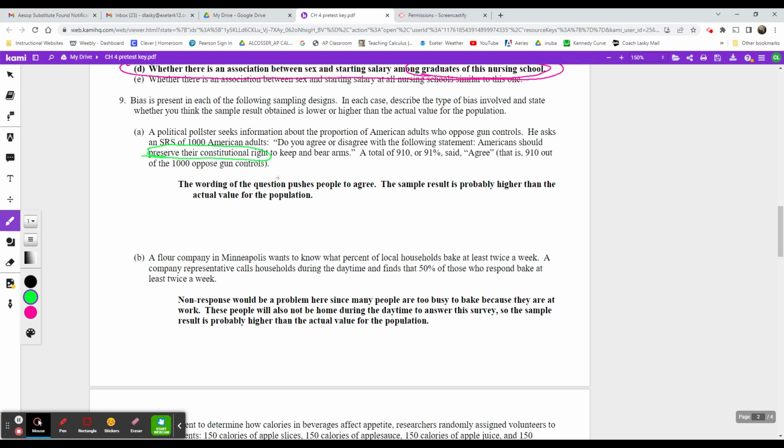And so you got to watch the wording of the question. It pushes people to agree, and it's going to make them be higher than the actual value in the population. Because they're opposing gun control, they're trying to load the question. So instead of saying, "Do you oppose gun control?" that's not what they're asking. So they're looking for a result that's higher than they need.